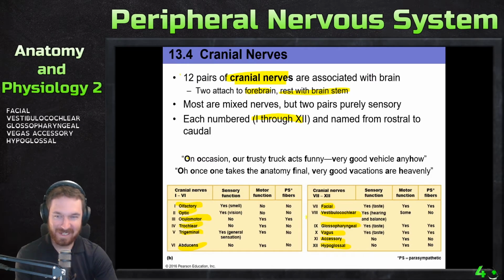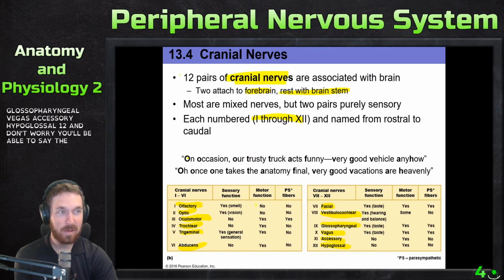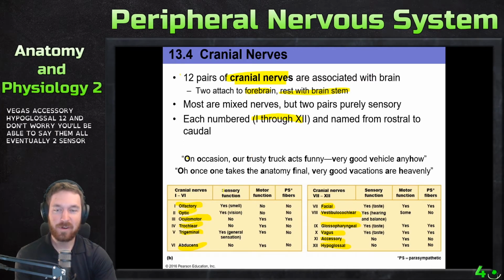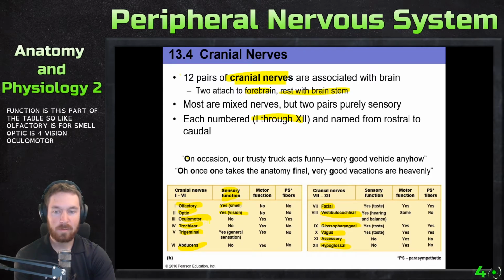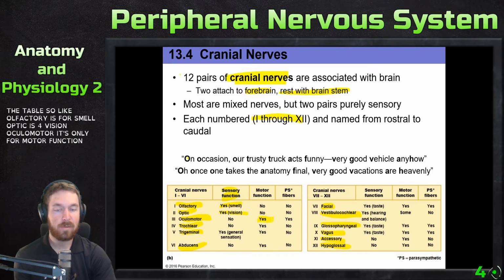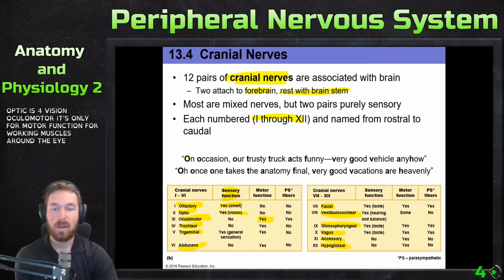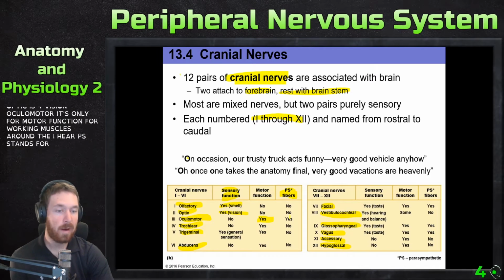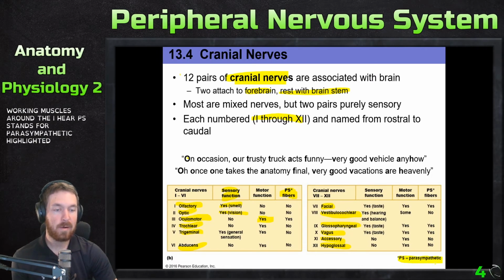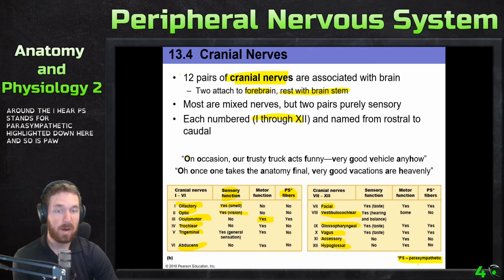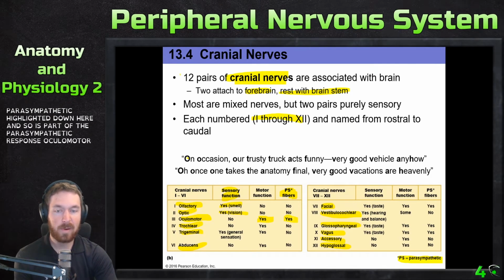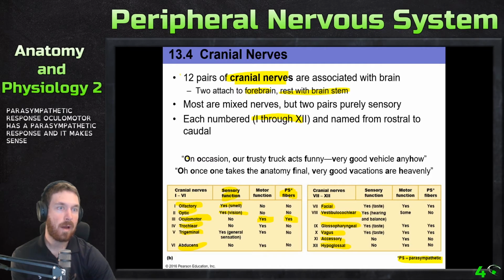So that's 12, and don't worry, you'll be able to say them all eventually too. Sensory function is this part of the table. Olfactory is for smell. Optic is for vision. Oculomotor is only for motor function, for working muscles around the eye. And here, PS stands for parasympathetic, highlighted down here, and that's part of a parasympathetic response. Oculomotor has a parasympathetic response, and that makes sense.